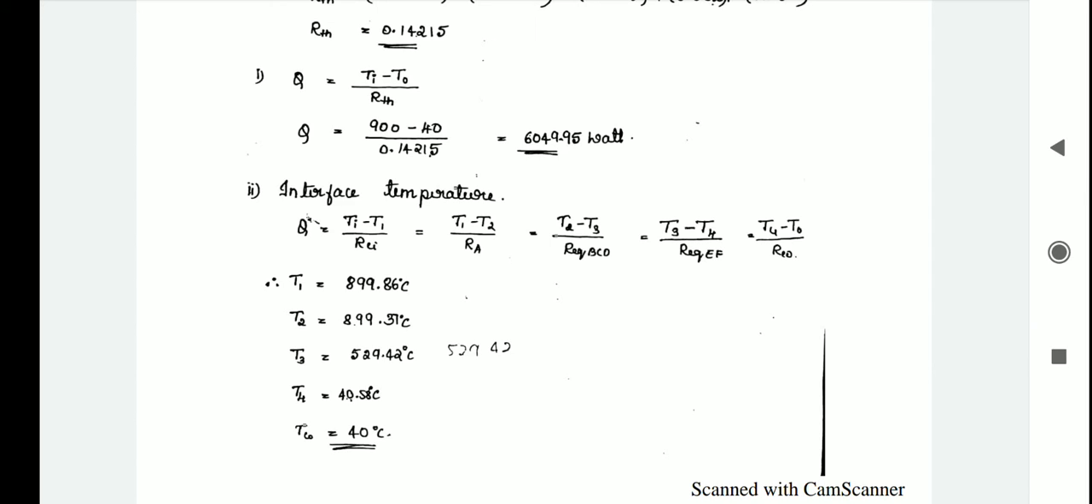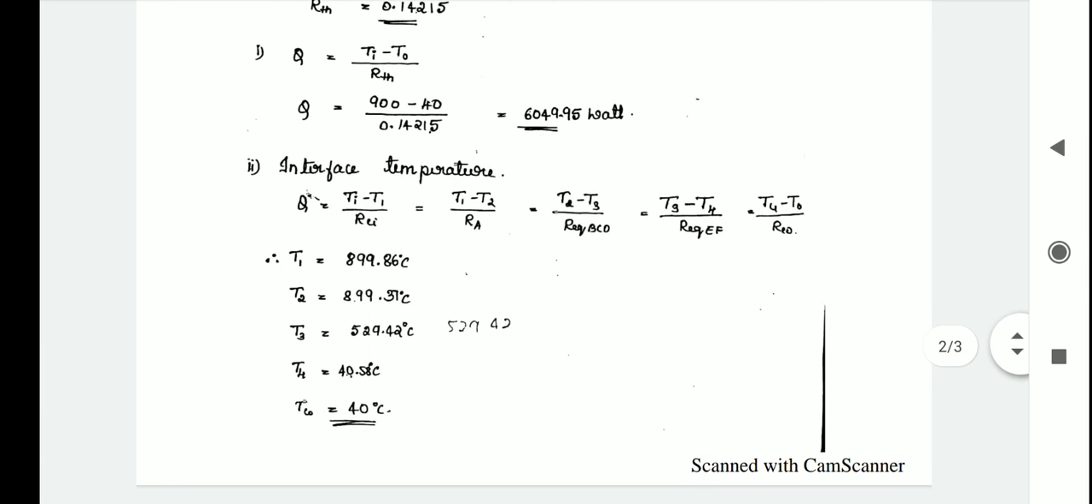The next part is to find the interface temperatures. Q is the same as in the previous problem: Ti minus T1 divided by R_Ci, which equals T1 minus T2 divided by RA, from which you get T2, and next T2 minus T3 divided by R_BCD, from which you get T3. Then T3 minus T4 divided by R_EF, from which you get T4. Then T4 minus T out divided by R_Co. That gives T1 equal to 899.86, T2 equal to 899.31, T3 equal to 529.42, and T4 is 40 degrees Celsius, and T out is 40.